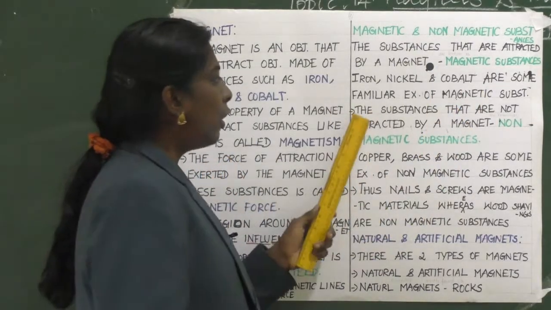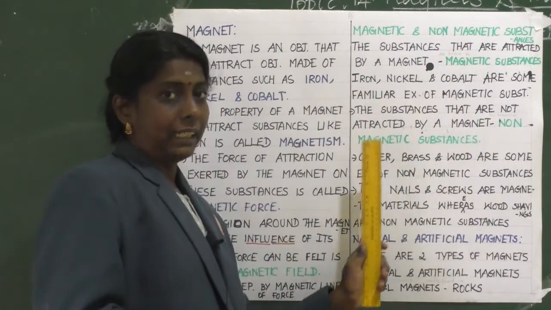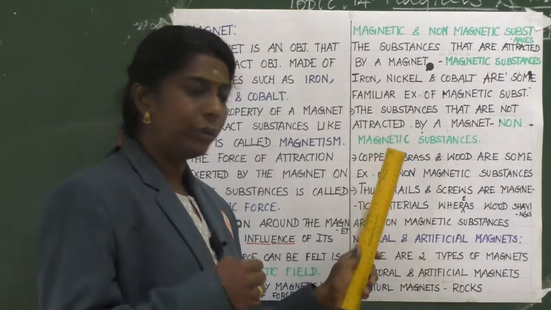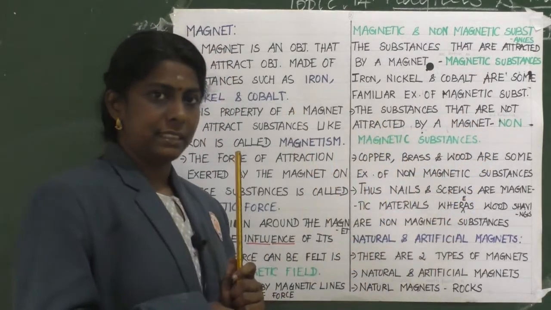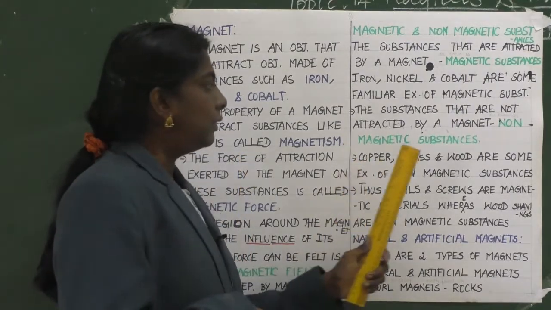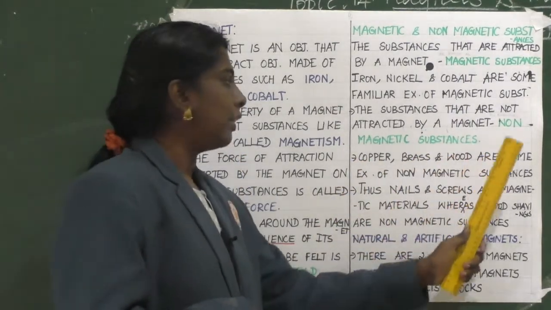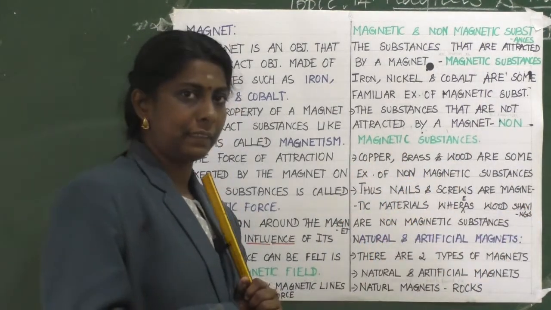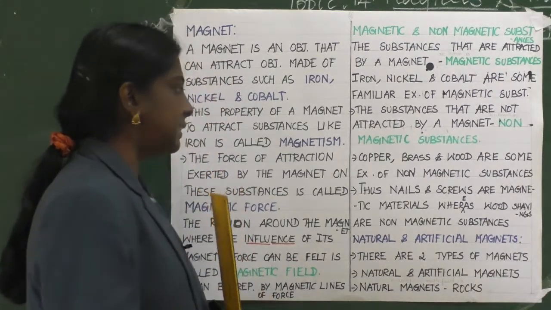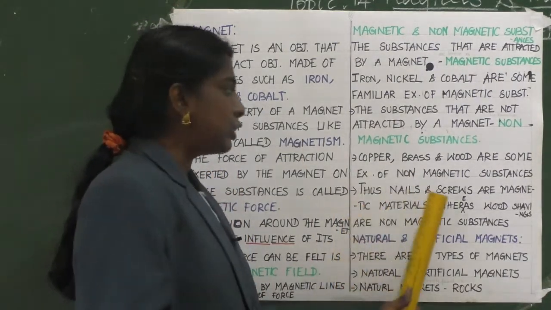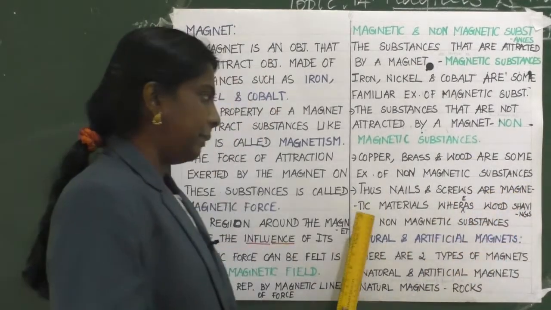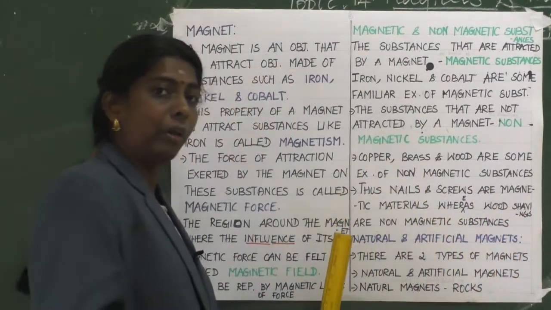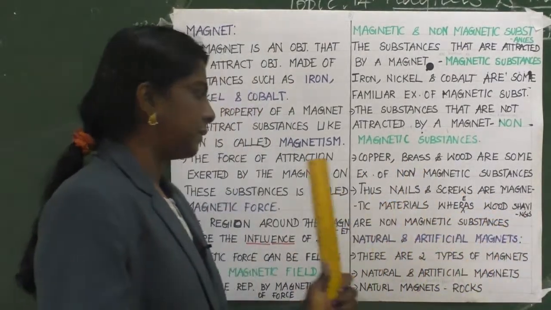Second thing is about non-magnetic substances. What do you mean by non-magnetic substances? The substances that are not attracted by a magnet are known as non-magnetic substances. Copper, brass and wood are some examples of non-magnetic substances. Thus, nails and screws are magnetic materials, whereas wood shavings are non-magnetic substances.